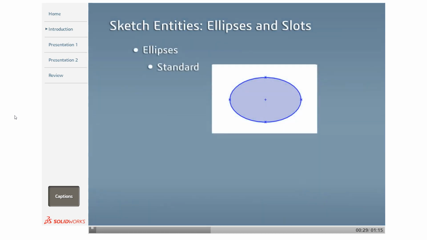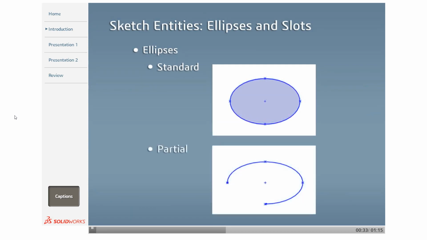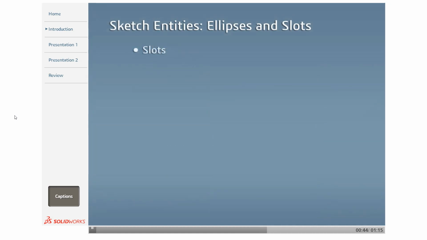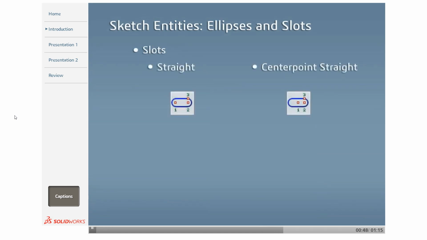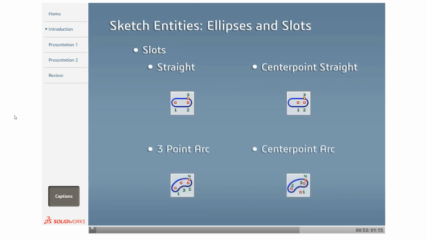There are two ellipse tools available in SOLIDWORKS: the standard ellipse tool and the partial ellipse tool. They both create the same sketch shape. However, the partial ellipse is an open loop sketch entity with a portion of the ellipse removed. There are four slot tools available in SOLIDWORKS: the straight slot, the center point straight slot, the three-point arc slot, and the center point arc slot.